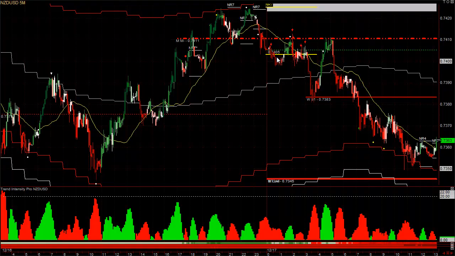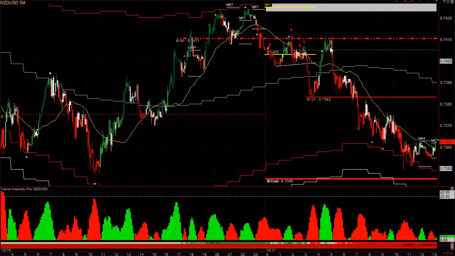And you have a narrow range pattern right here. You might have gone short right here, lost. At that point, I usually wait for it to break out underneath the low before getting into it again. That trade made about 15 pips, so you lose 10, make 15. Then it comes back up and does a retest at this resistance area. It has a lot of strength, so I would not have sold this here, most likely.